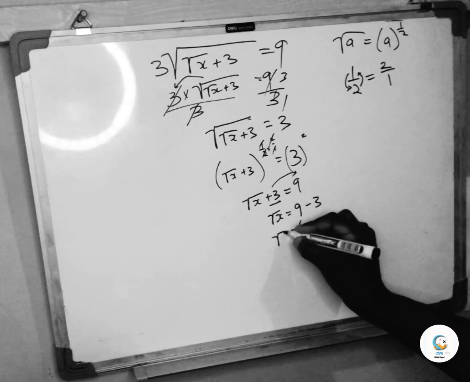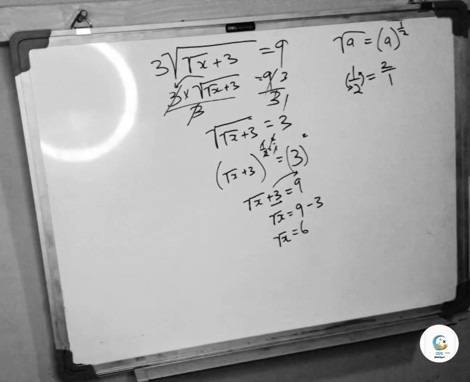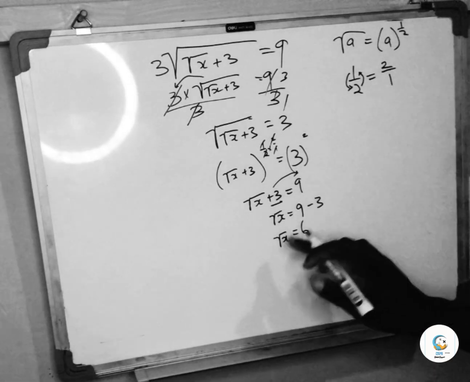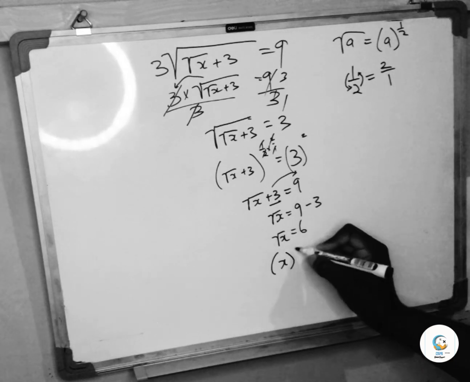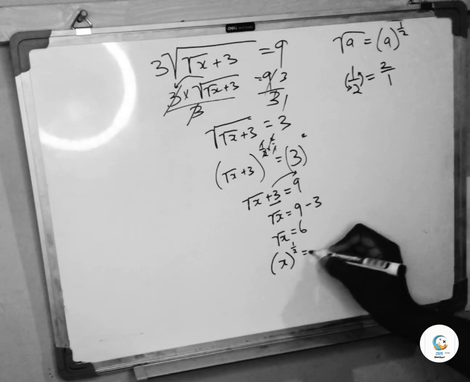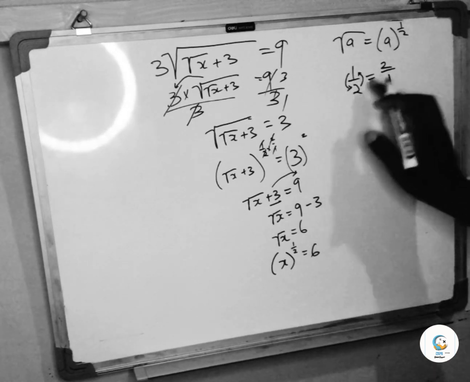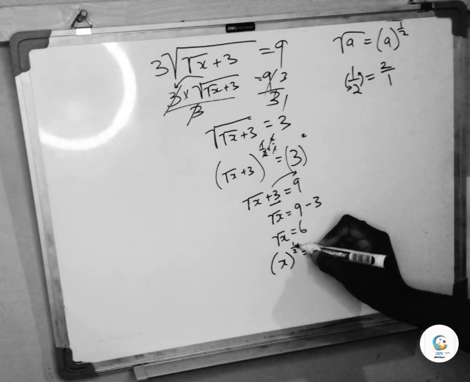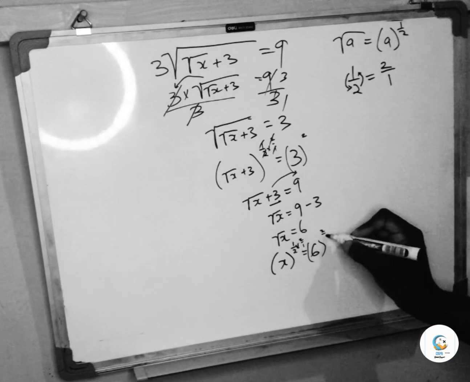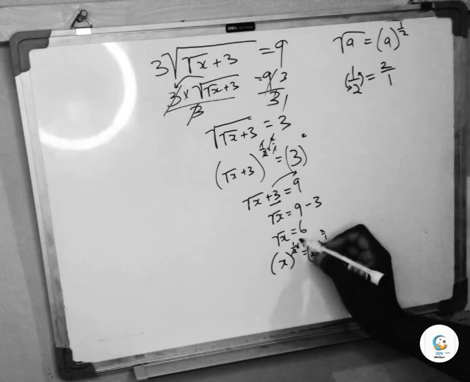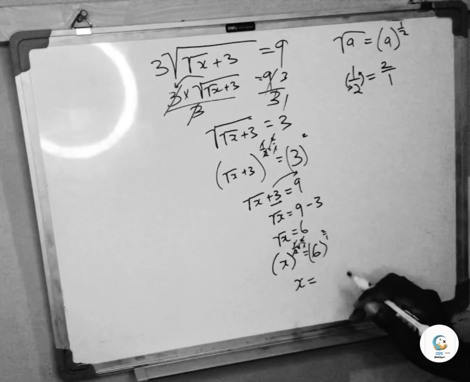And then we have the square root of x. So we have the square root of x equals 6. So now let us change this square root. To change this square root, we'll put what? Exponent 1 over 2. And already we know that the reciprocal of 1 over 2 is 2 over 1. So we multiply by the reciprocal, which is what? 2 over 1. Also on this side, 2 over 1. So this 2 will cancel this 2, and 1 will cancel this 1. We'll be left with x equals 6 to the exponent 2 over 1.